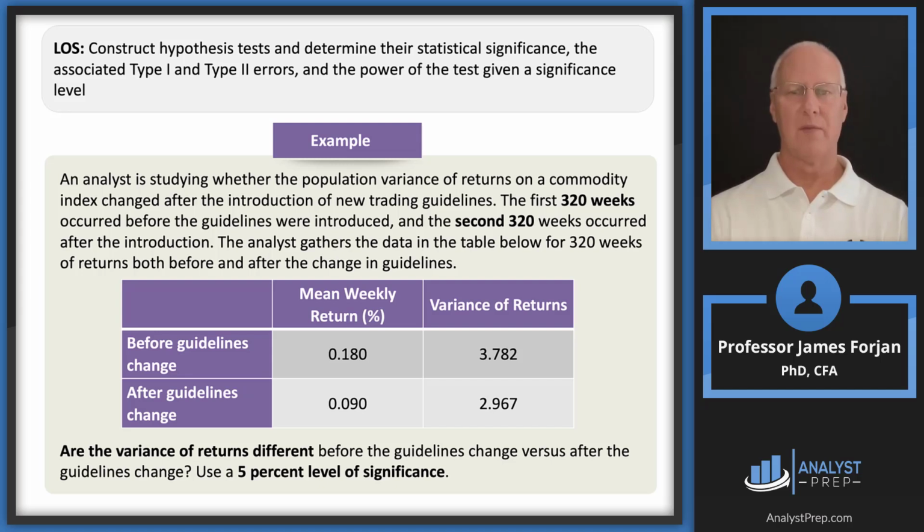All right, we're testing whether population variance on a commodity index changed after the introduction of new trading guidelines. First 20 weeks before, second 20 weeks after. So there are the weekly returns before and after. The sample sizes are 18 and 9, and the variances are 3.7 and 2.9. Is the variance of returns different before or after the guidelines?